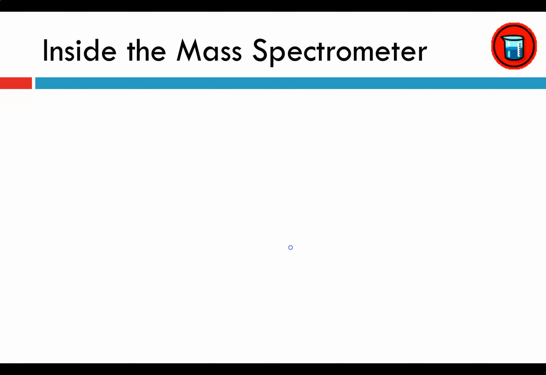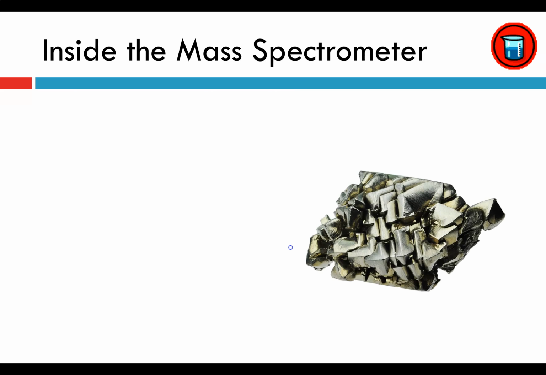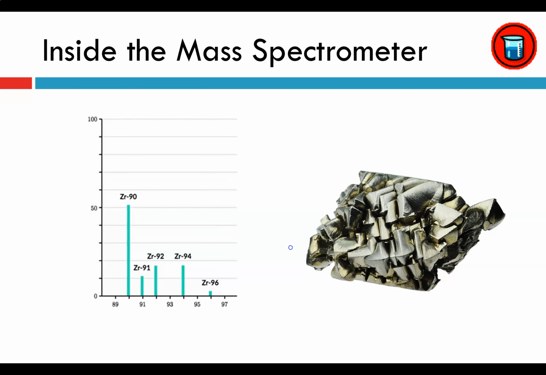Okay, what I want to look at is the results we'll get from a mass spectrometer. Let's say we're analyzing a sample of zirconium. It's this metal here, Zr on the periodic table. After I've analyzed the sample, I'm going to get a graph that looks like this from my mass spec. Along the x-axis, we've got atomic mass in U, and on the y-axis, we have relative abundance.